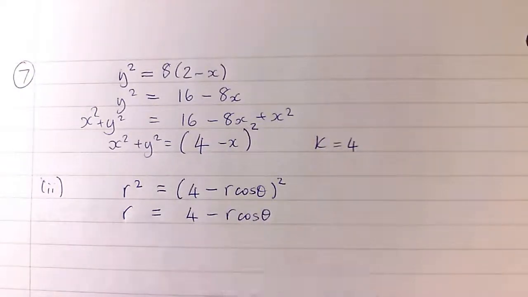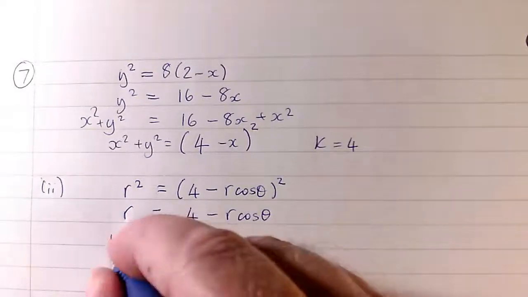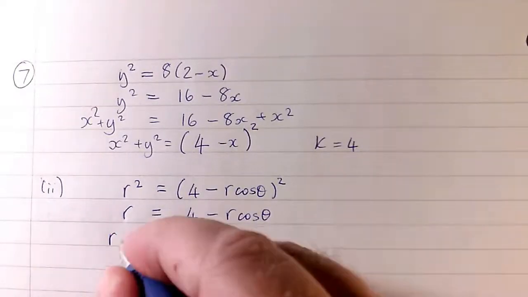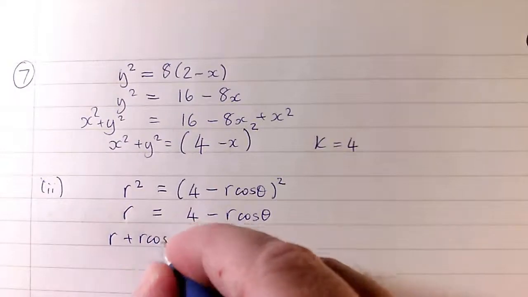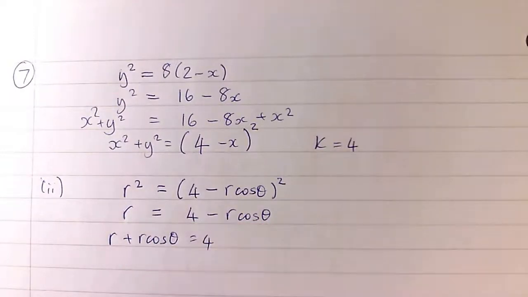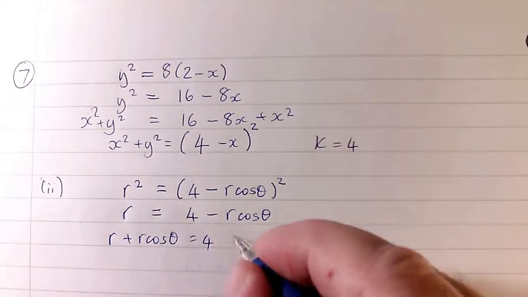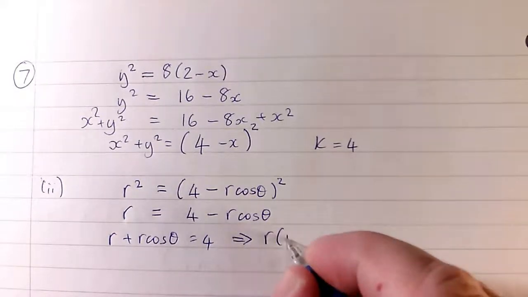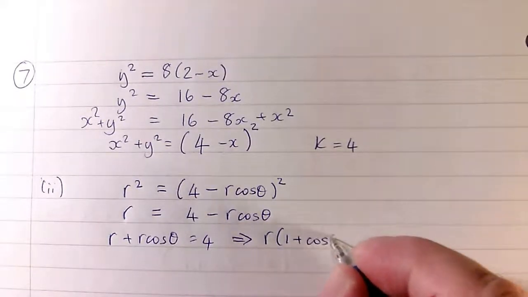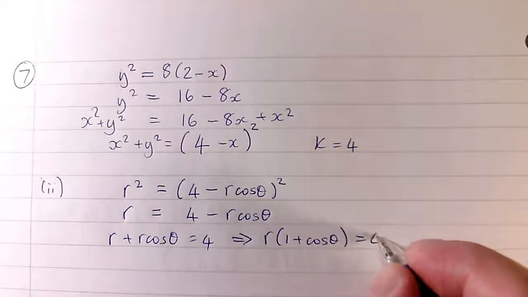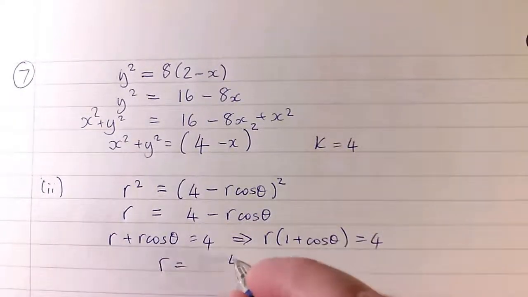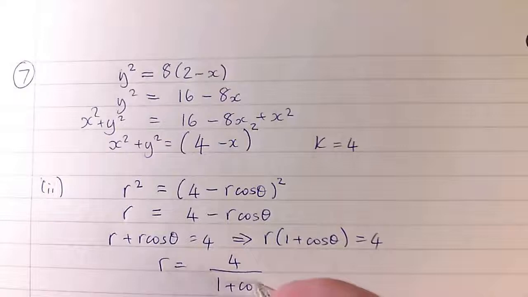Okay, so we need to make r the subject, so let's get the r terms on one side. R plus r cos theta equals 4. That's just adding r cos theta to both sides. So I can take out a factor, r brackets 1 plus cos theta has to equal 4. So r equals 4 over 1 plus cos theta. Okay, which is lovely. It just happens not to be the final answer I'm aiming for.